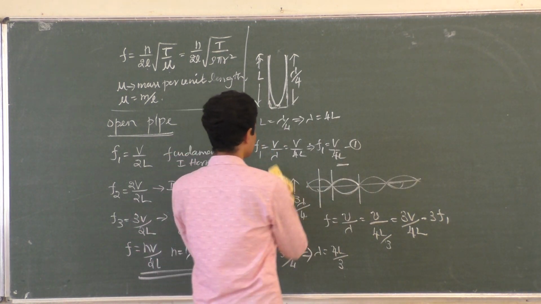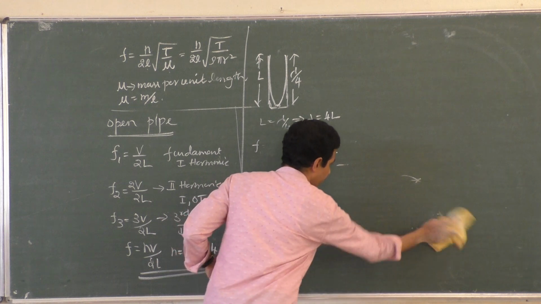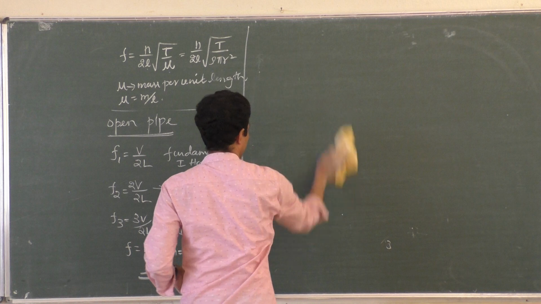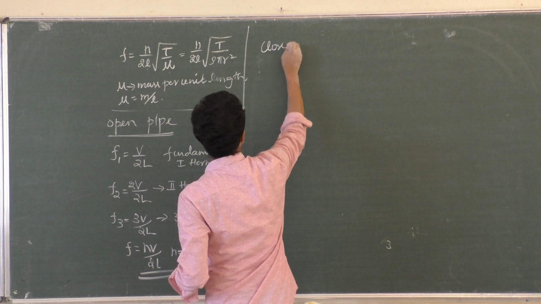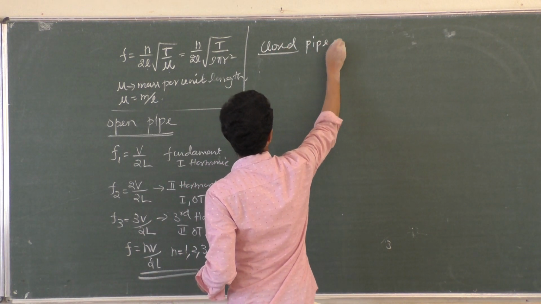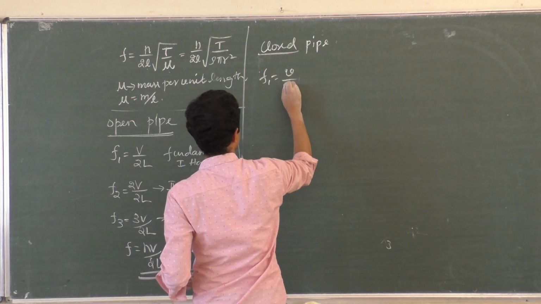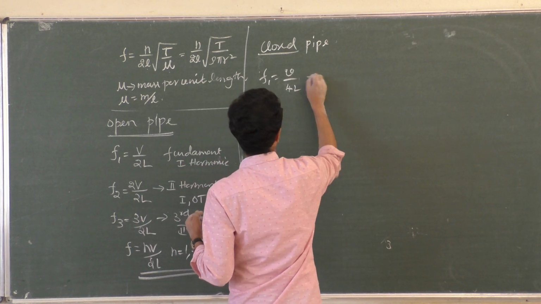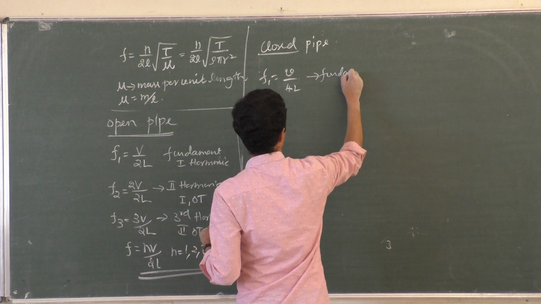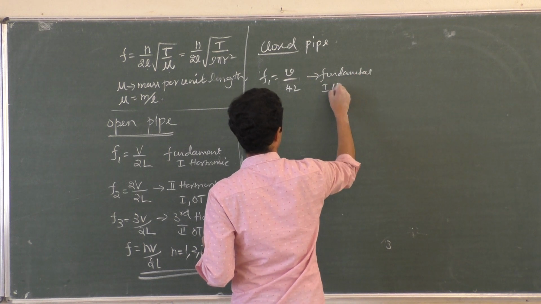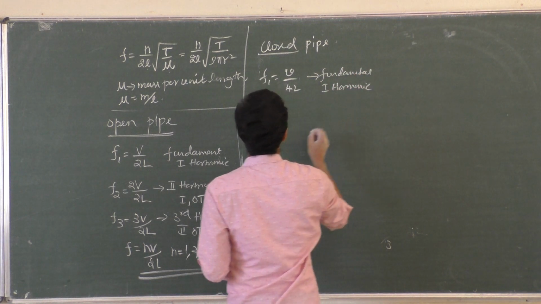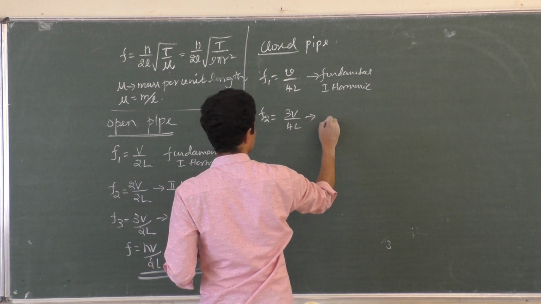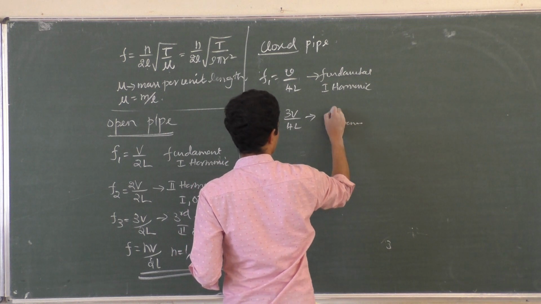So let's just finish it here. For a closed pipe, how can you write? In a closed pipe, the fundamental frequency is v by 4L, and this is called the fundamental, or you can call it the first harmonic because it is 1 times the fundamental. The next higher vibration is 3v by 4L, and this is the third harmonic and first overtone.